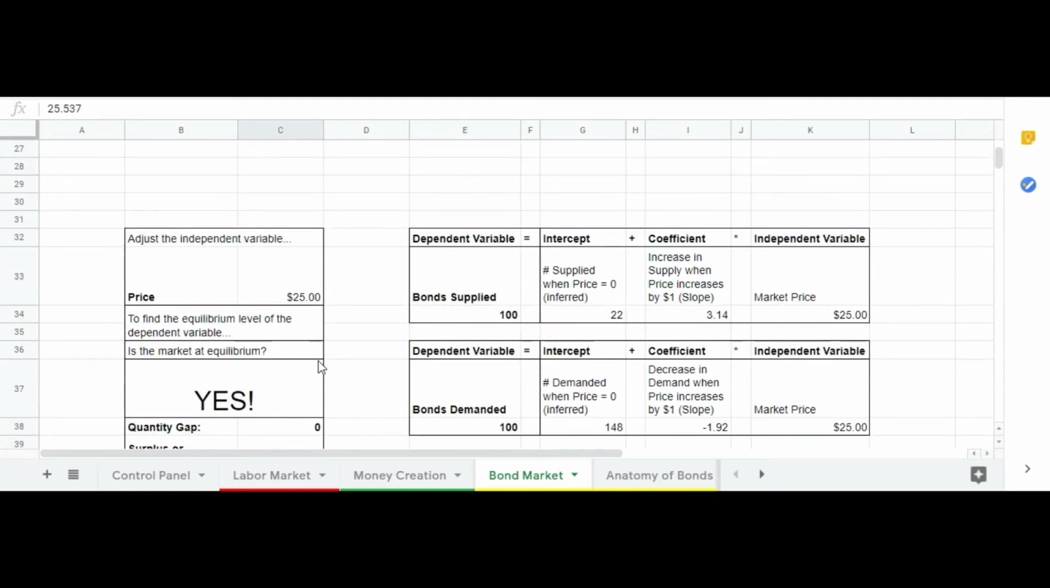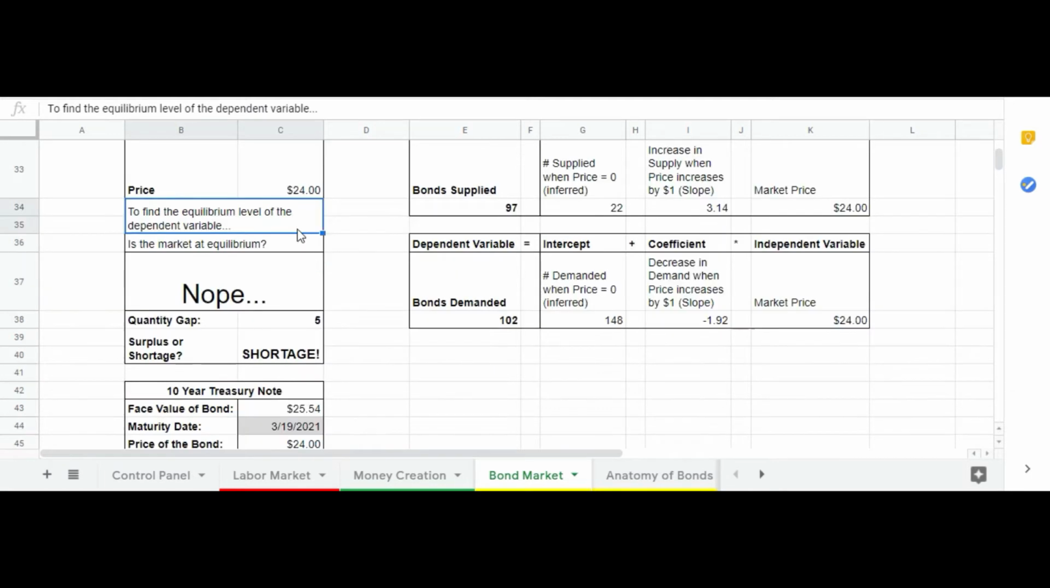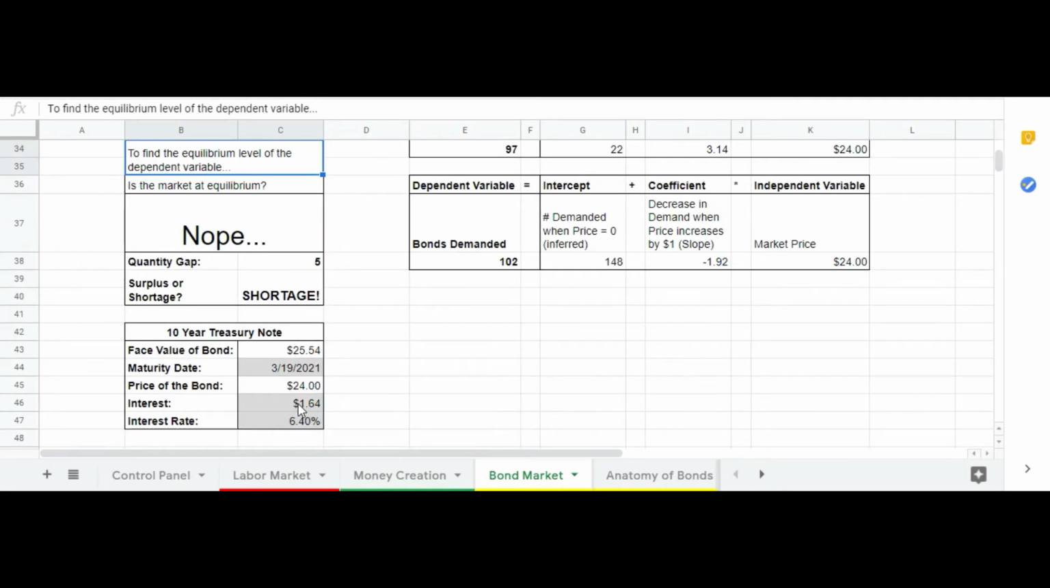So to show you how this would work, let's say we dropped the price of the bond from $25 and made it instead, let's say $24, right? Just to give it a dramatic change. Now, at $24, we can see that the interest is now increased to $1.64, which is the equivalent of an interest rate of 6.4%.